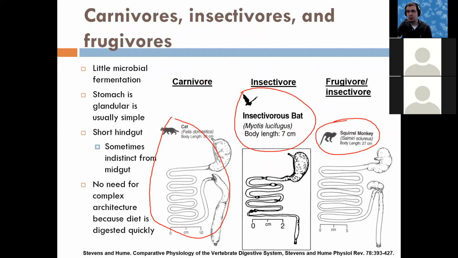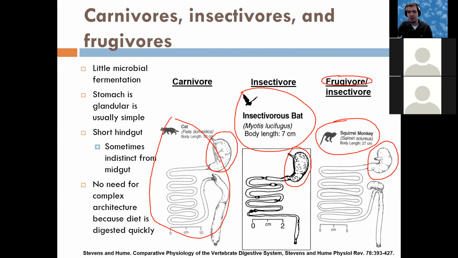So carnivore, we know that that means that the animals eat meat. Insectivore, if you haven't heard that before, you already know what it means. It eats insects. Frugivore, they eat fruit. And I wasn't able to find an animal that ate just fruit, so we get a squirrel monkey, which eats both fruits and insects. Okay, so in these animals, there's little microbial fermentation. We have a simple glandular stomach in all 3. They look a lot like our own stomach.